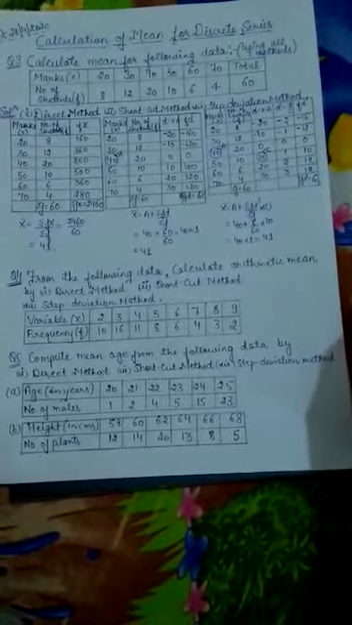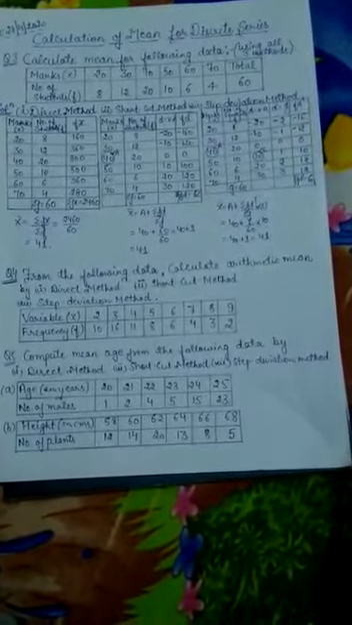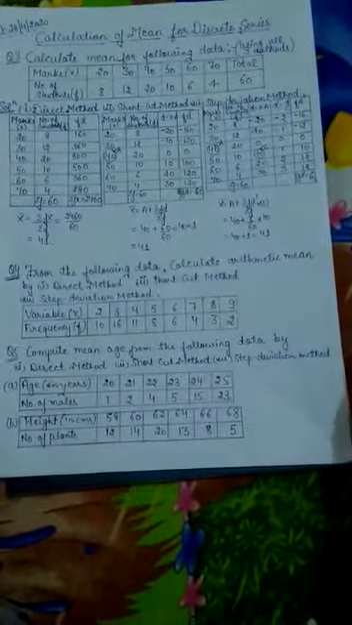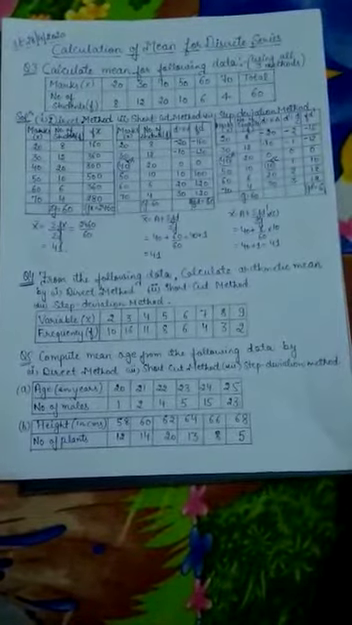We will try to understand how to calculate mean for discrete series using all the three methods, that is direct method, shortcut method and step deviation method. The formulas chart I gave to you all yesterday.